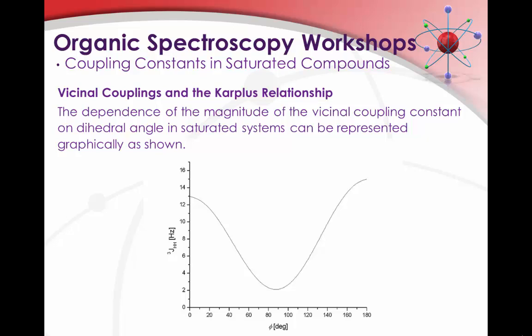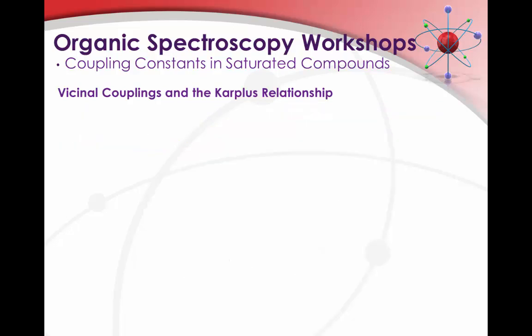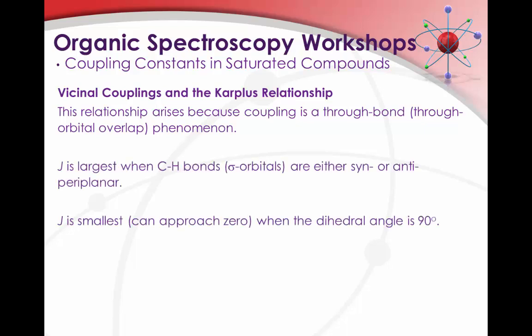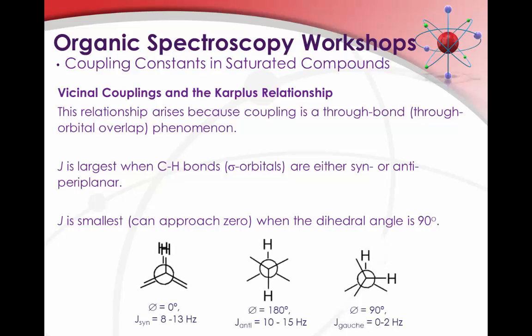From the graph, we see the maximum and minimum coupling constants predicted for vicinal couplings. Such J values range between approximately 2 and 13 Hz. This relationship stems from the fact that coupling occurs through bonds. J values are at their largest when the CH bonds are either syn or anti-periplanar. In other words, when the CH bonds have a dihedral angle of either 0 or 180 degrees. The Newman projections illustrate these angles as observed when looking down the carbon-carbon bond separating the two vicinal protons.